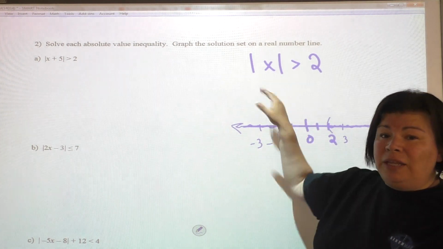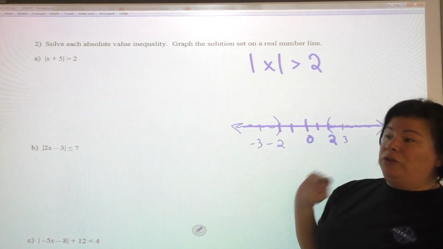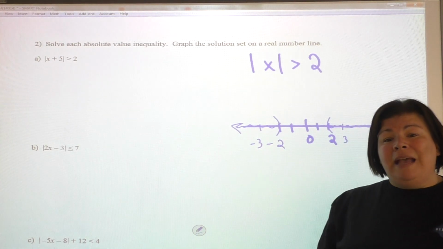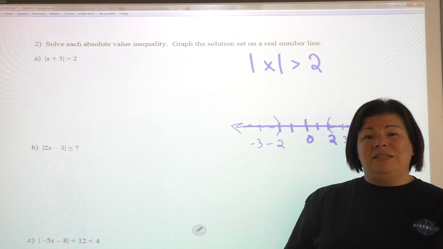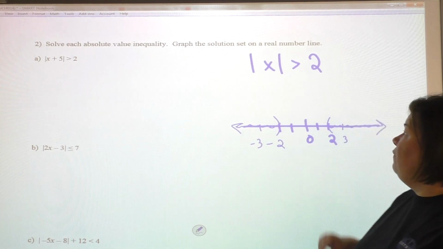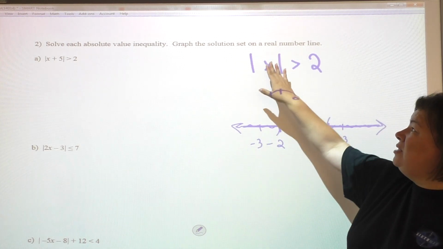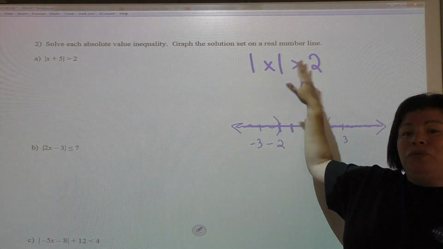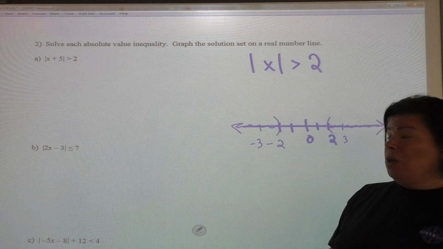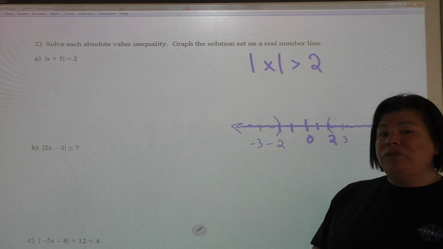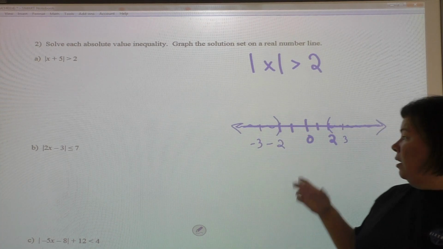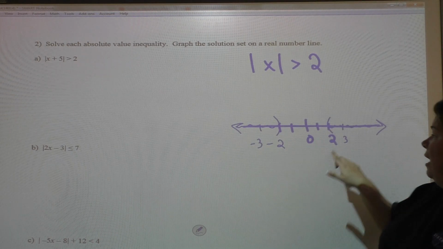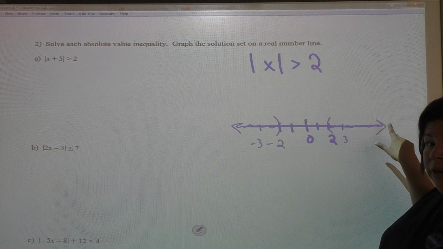If we take a look at this problem, it says the absolute value of x is greater than 2. Now recall from yesterday's lesson that the absolute value represents the distance away from 0. So I'm telling you that this x value represents all values greater than 2 units away from 0 on this number line. 0 to 2 is 2 units, but to be greater than 2 units away, that's all of these units over here that are greater than 2.